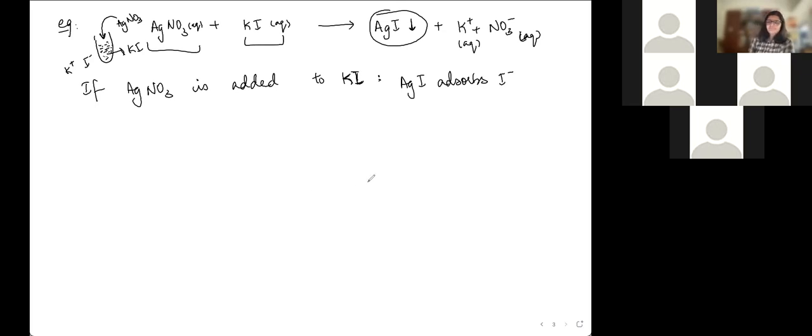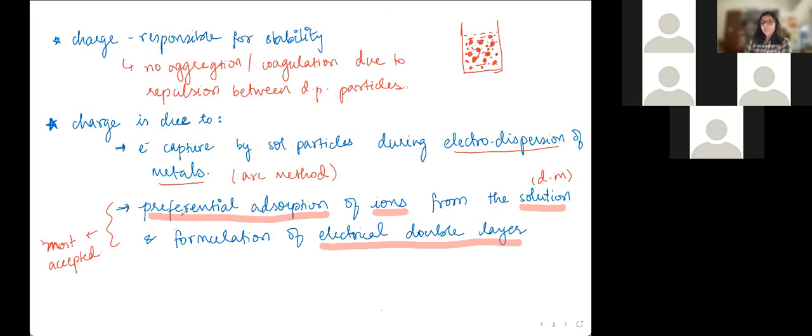Okay. So in the previous point, when I said preferential adsorption, there was one more point that I missed out on. This particular preference is basically to the ion that is usually common to both the dispersed phase and the dispersed medium.